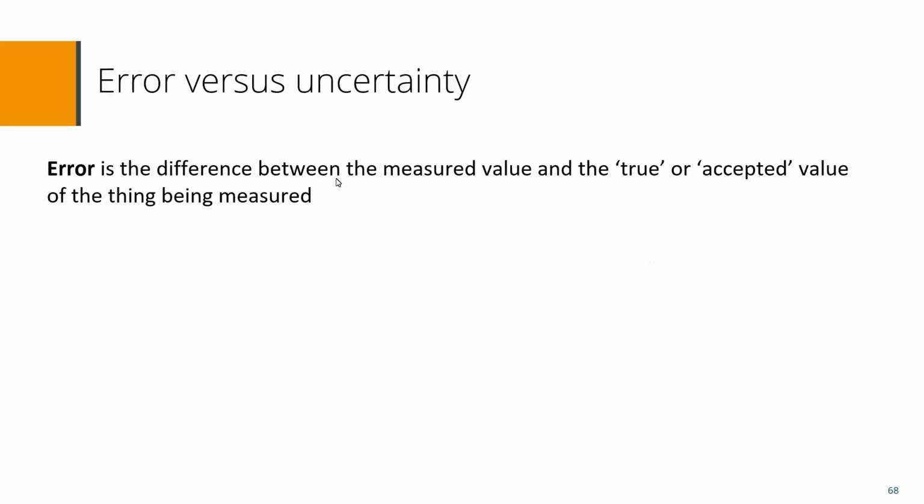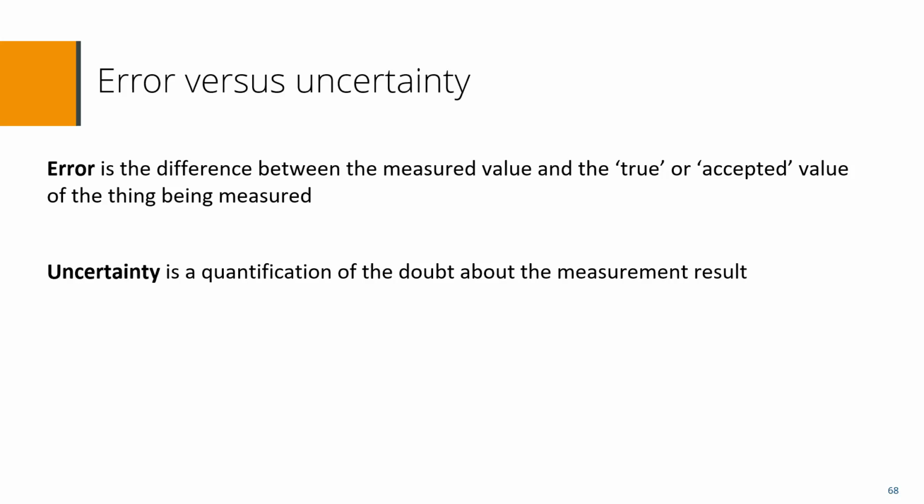Okay, error versus uncertainty. Error is the difference between the measured value and the true or accepted value of the thing being measured. So a common question in AO3 is to give an example of calculation of entropy change of combustion, and then the value that the candidates get is considerably lower than the true value, and they are asked to explain where the error comes from. Okay, uncertainty is different. It is a quantification of the doubt about the measurement result.